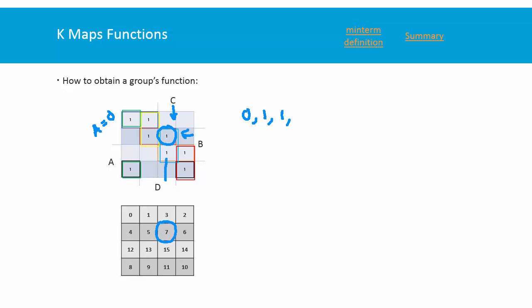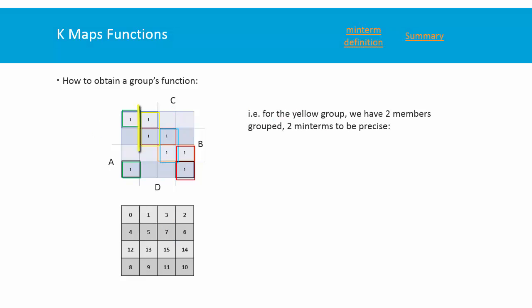And finally, the D variable is also equal to 1. So this particular combination is equal to combination number 7, or min term number 7, because we have a 1 there. So for example, let's take the yellow group. In this case, we have 2 members, and of course we have 2 min terms: min term 1 and the other one is min term 5.